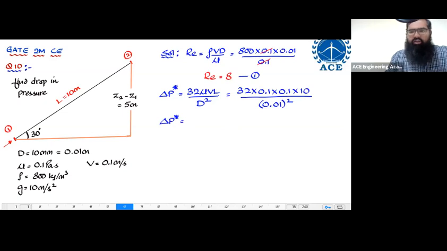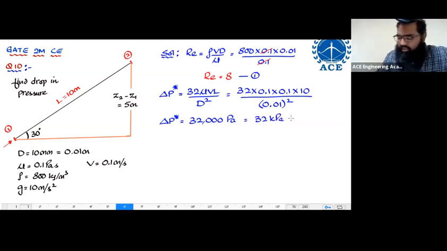Check the value of delta P star. You are supposed to get 32 followed by 3 zeros. Very simple numbers. You see, these two will take off 1 power from here. It will become 100. Then 10 multiplied by 1000. 1000 into 32, 32,000 Pascal. Or you can say it is equal to 32 kilopascal. Save it as equation number 2.